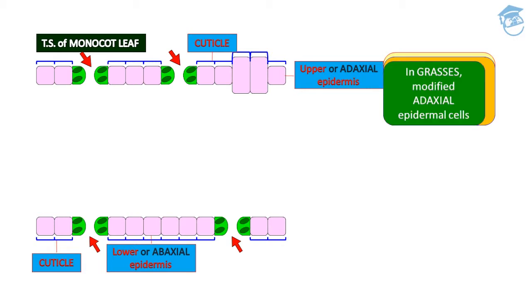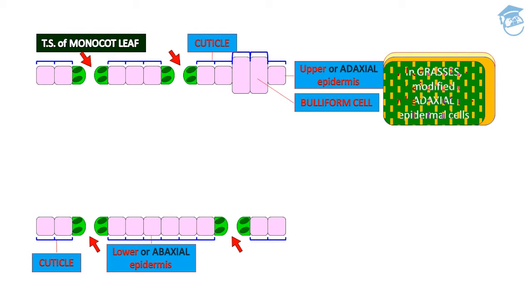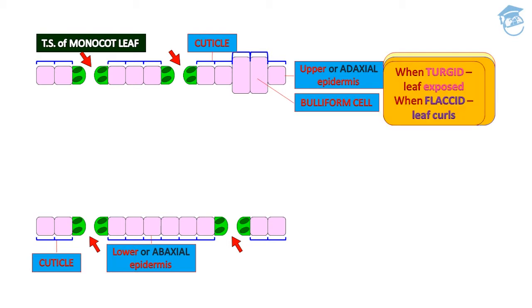Okay, in grasses, modified adaxial epidermal cells has bulliform cells. These bulliform cells, they are large, they are empty, and they are colorless cells. When the bulliform cells in the leaf have absorbed water and are turgid, the leaf surface is exposed. When they are flaccid, due to the water stress, they make the leaf curl inward to minimize the water loss. So when turgid, leaf exposed. When flaccid, the leaf curls.